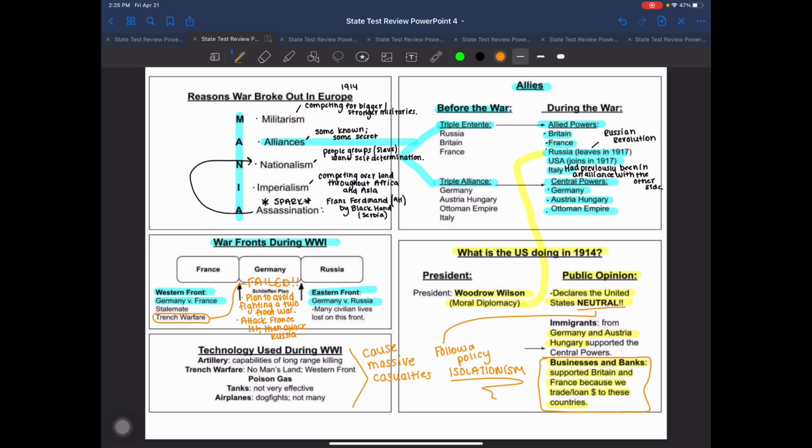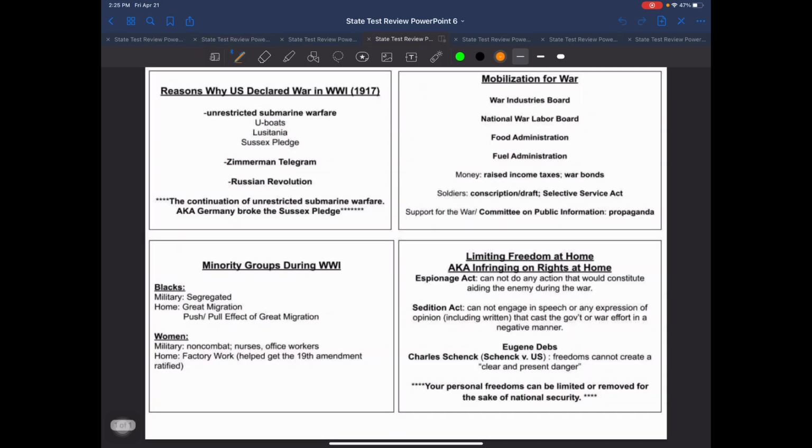All right, so jumping to the next page of notes, it should look something like this. What changes? How do we go from being neutral to getting involved in this war? In this first box, we have reasons why we actually declared war in World War I. So how we go from being neutral and isolated to getting involved in this conflict.